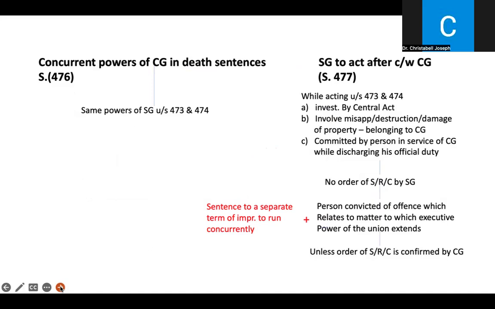Then let's move to the next section, that is section 476, which talks about the concurrent powers of the central government in death sentences. This section says that the central government and the state government have the same powers with regard to the death sentence. Section 476 grants the central government concurrent powers with the state government concerning death sentences. Specifically, it allows the central government to exercise the same powers as the state government regarding suspension, remission, or commutation of sentence.